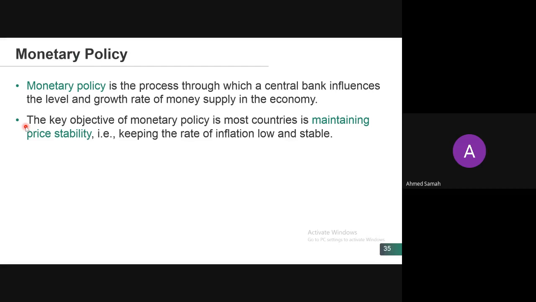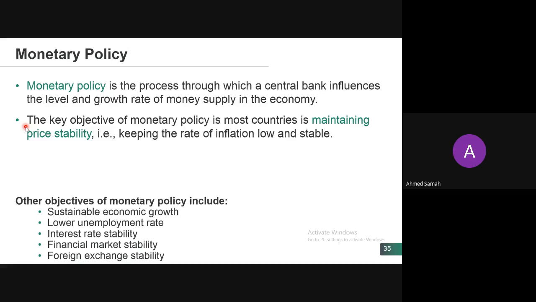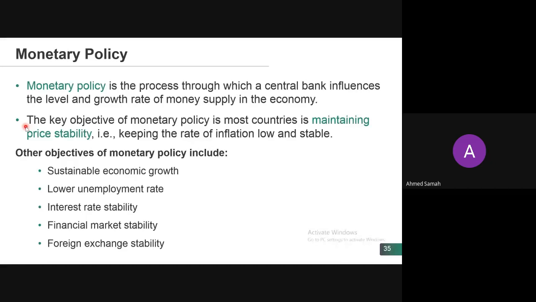Other objectives of monetary policy include sustainable economic growth, lower unemployment rate, interest rate stability, financial market stability, and foreign exchange stability. For example, the Fed has a dual mandate: maintaining price stability and also achieving a low level of unemployment. When there are too many objectives of monetary policy, it is harder to achieve them, so it is better to have one single objective. But there are central banks, for example the Fed with its dual mandate, that are doing a good job at it as well.